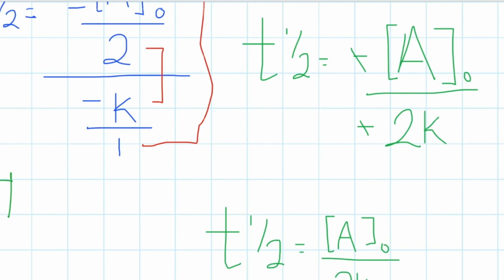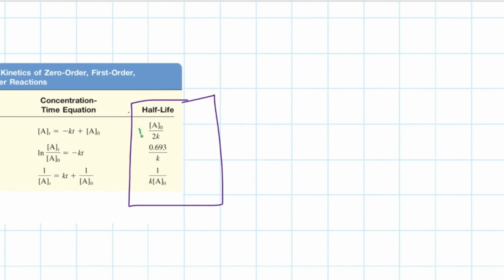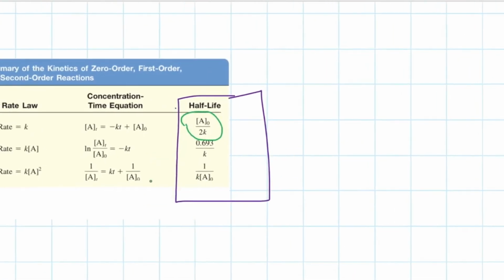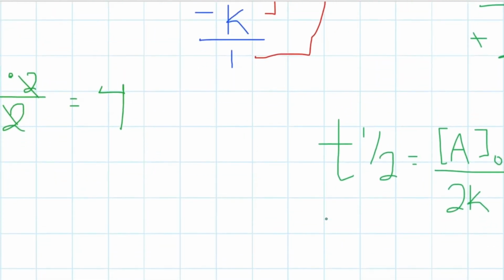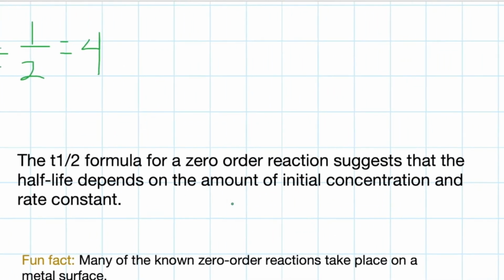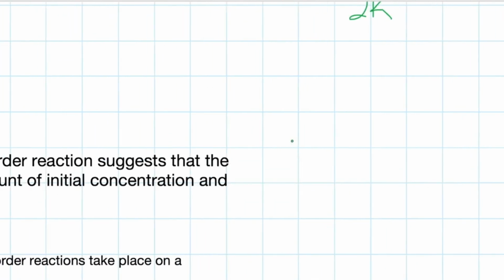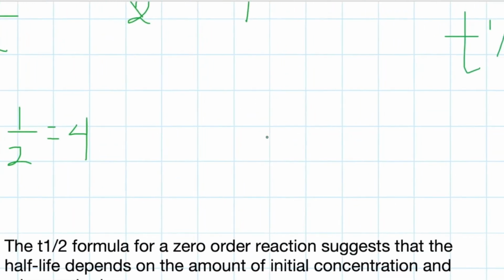Let's see if this is true. Let's go to the table. Yeah, there we go. Now you know how we got the half-life equation for the zero order reaction. As you can see, the T1/2 formula for a zero order reaction suggests that the half-life depends on the amount of initial concentration and the rate constant.